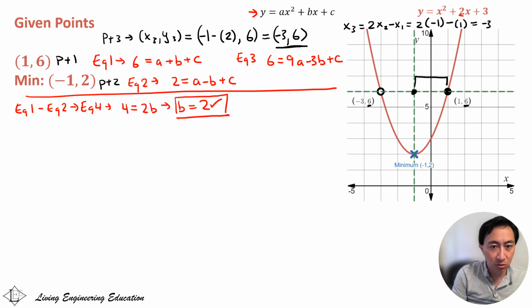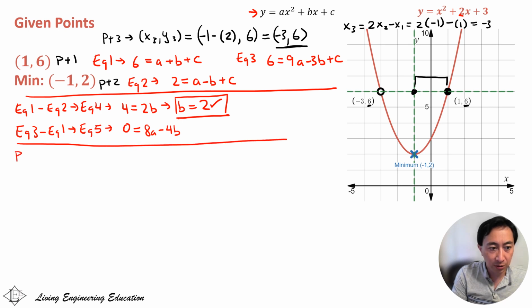All right, then I'll do, let's say, equation 3 minus equation 1. And this would be my 5th equation. So 6 minus 6 gives me 0. 9a minus a gives me 8a. Negative 3b minus b gives me negative 4b, and the c's cancel out. Okay, great.